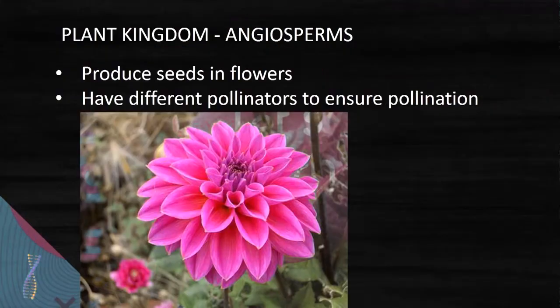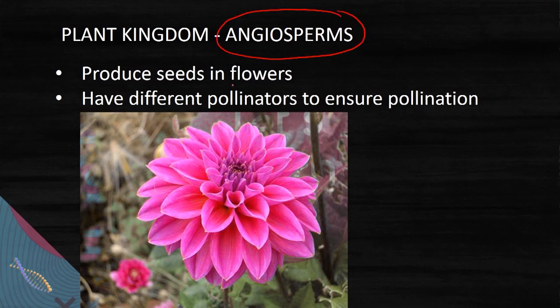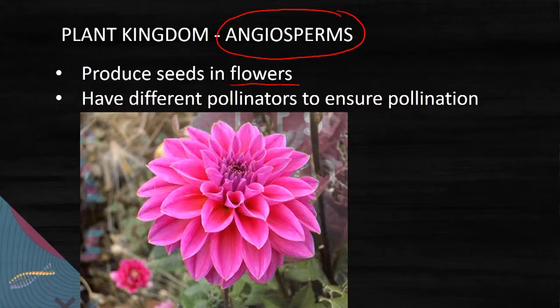The next group is quite clever. Those are the angiosperms, or the flowering plants, and they produce their seeds in flowers. And what flowers do, they don't all rely on the weather because they are beautiful and they attract pollinators. And that way they can ensure that reproduction occurs.